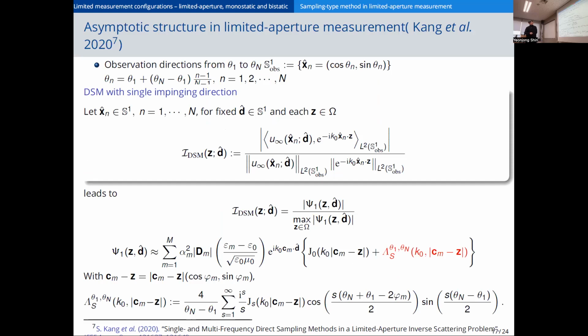This is one of my results. In this result, I apply the DSM to the limited view approach. From my analysis, we can find that DSM has this asymptotic expression. Up to this part, it is the same as the full view configuration. But this is the main part of our analysis. Here theta n minus theta 1 is the range of the observation, and this can be expressed by an infinite series of Bessel functions and cosine and sine functions.